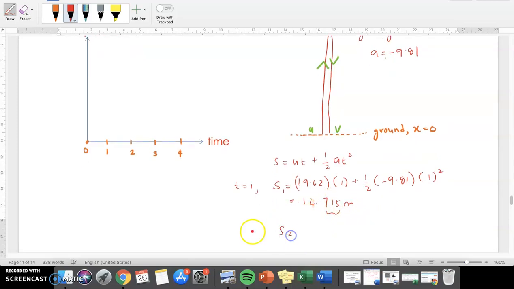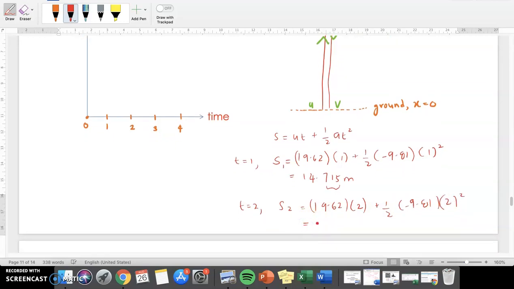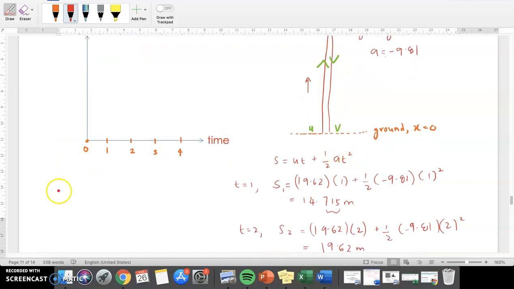And then let's calculate for time equals 2 seconds, which is 19.62 times 2 plus 1 over 2 times minus 9.81 times 2 squared. And if my calculations are correct, you get 19.62. Okay, so you're increasing in displacement, which means that we are still going up. My displacement is still increasing as my time increases. Now what happens at time equals 3? Let's just do it. Let's just entertain ourselves.